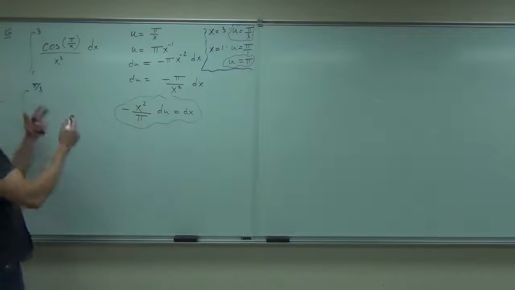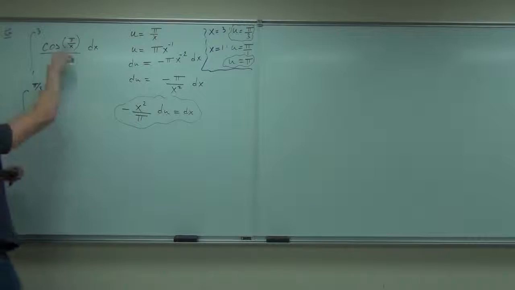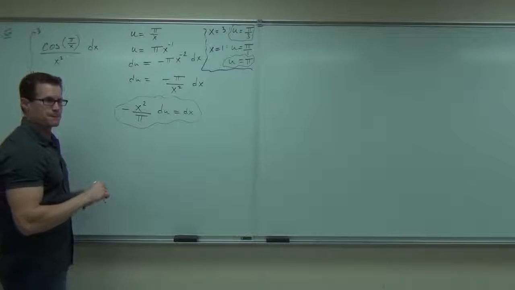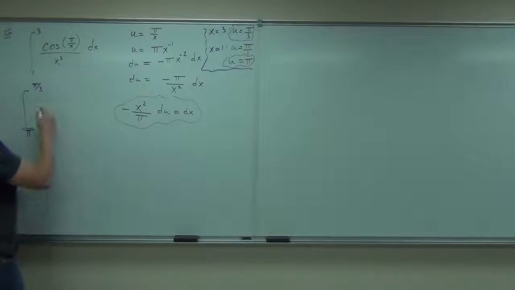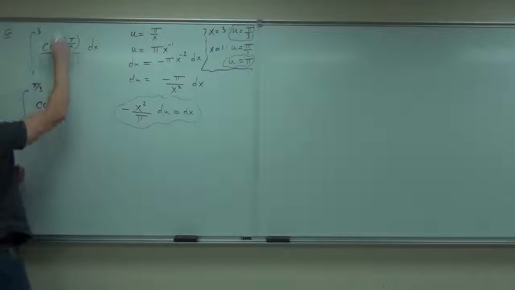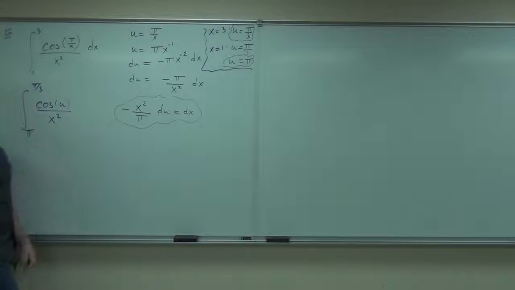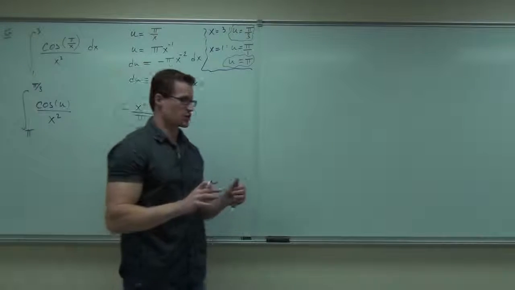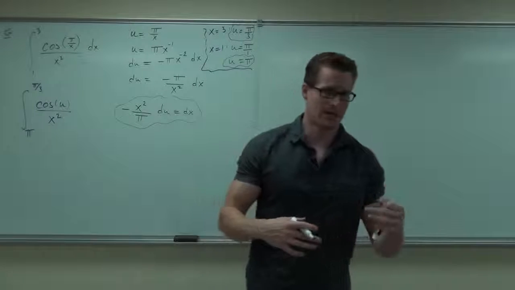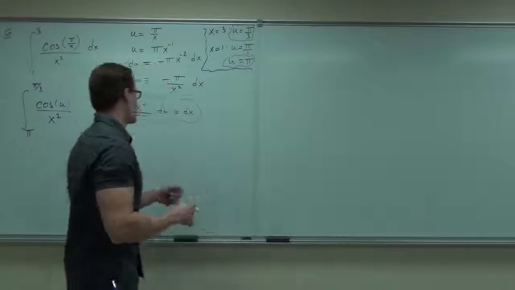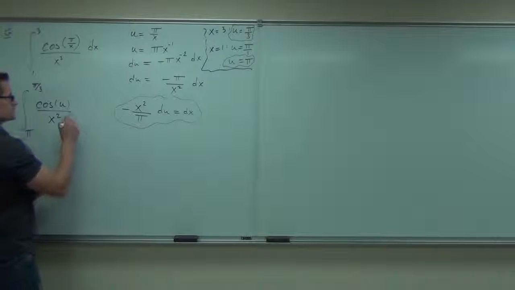Okay, now for the other good stuff. What else is up here? Cosine still there? Yeah. If it's not part of your u, it's still there. Cosine of what? U. X squared is still there for right now. Dx is definitely not there. Instead of dx, you're going to write what dx equals, that's negative x squared over pi du.